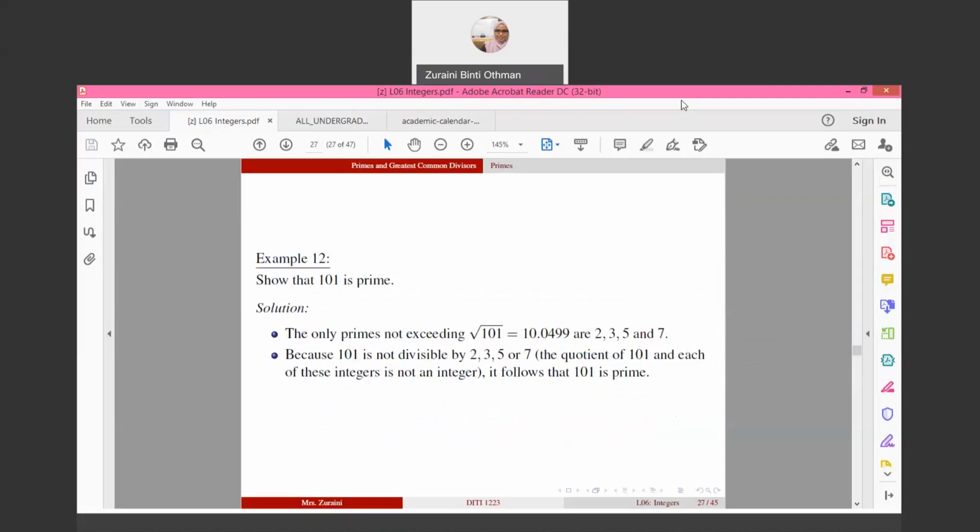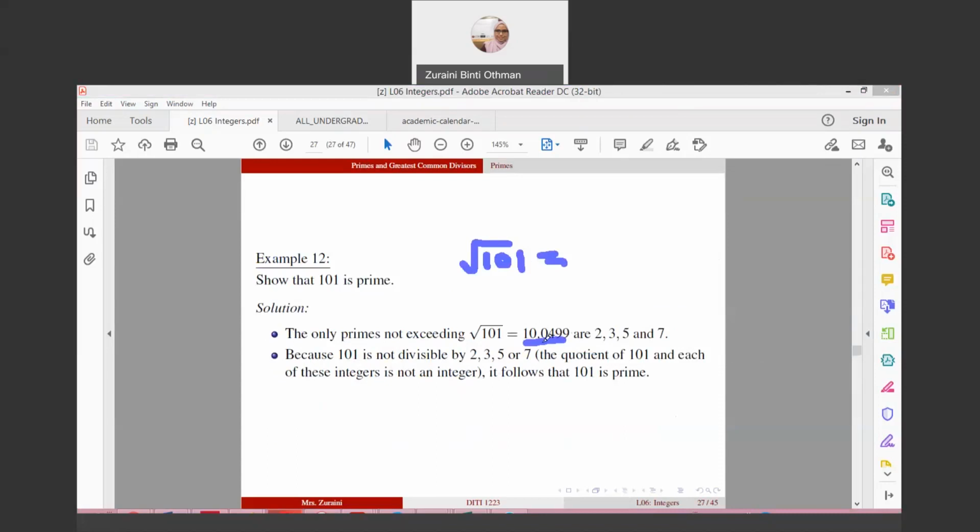Okay, the only prime not exceeding 101 is, okay, so bila kita cari set 101, dia ialah yang ni. Okay, so kita tahu yang paling besar dia ialah 10. So kita tahu nombor perdana yang tidak melebihi 10 ialah 2, 3, 5 dan 7. So because 101 is not divisible by 2, 3, 5 dan 7, dia tak boleh bahagi dengan 4 nombor ni. So we can conclude that 101 is a prime number.